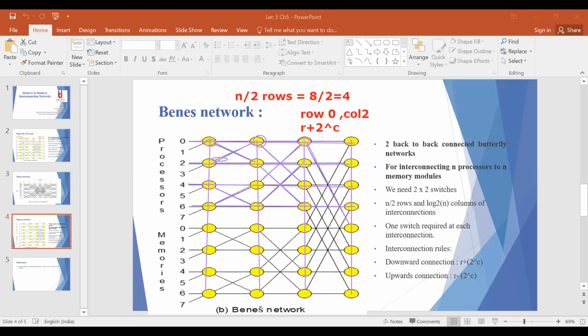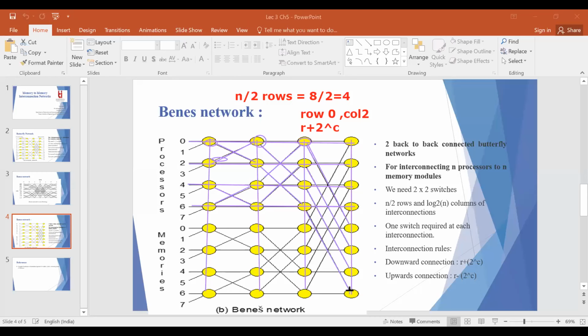Let's see the next one. This is row 1, column 2. So 1 plus 2 raised to the power 2 makes row 5. Is that okay, are you getting it? Yes, ma'am. Next one, row 1 becomes 2. Row 2 and column is again 2. So 2 plus 2 raised to the power 2 makes row number 6. This one. And finally, we have row 3 and column 2 again. So 3 plus 2 raised to the power 2, which is 4, makes row 7.